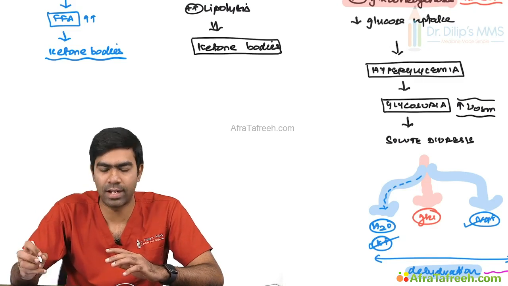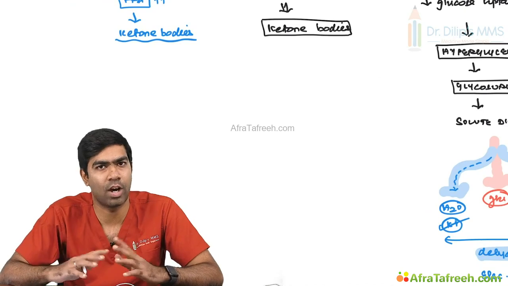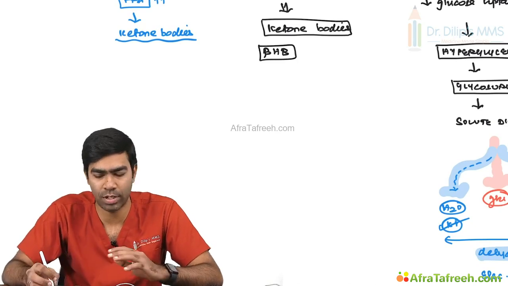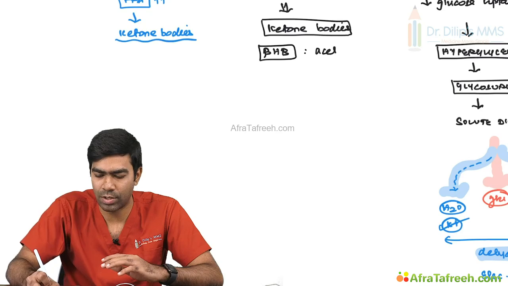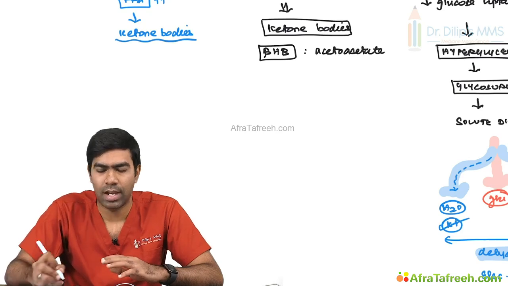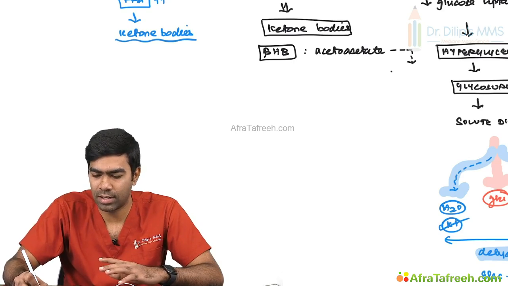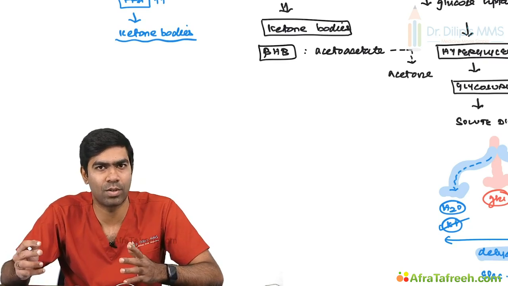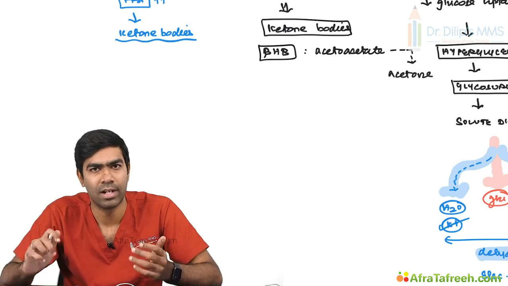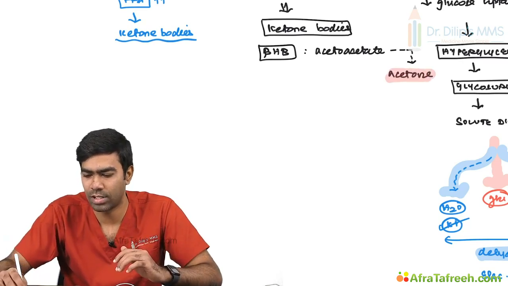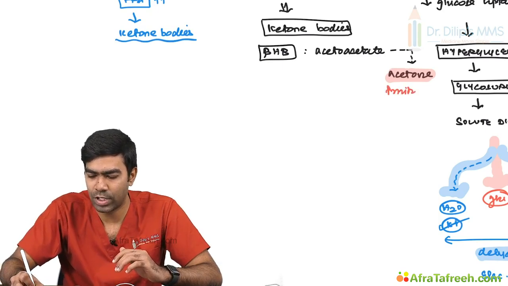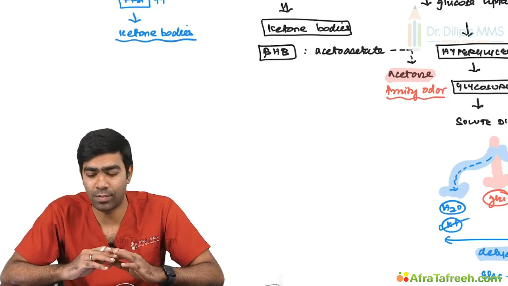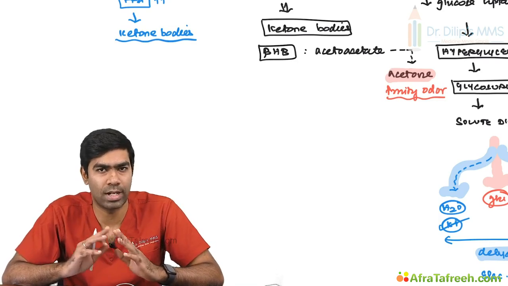And what are the ketone bodies that are generated in patients with DKA or any fasting or starvation state? The most important is beta hydroxybutyrate, which is the most important ketone body compared to acetoacetate. And acetoacetate can spontaneously get converted to acetone, and this increase in acetoacetate, beta hydroxybutyrate and acetone is one of the quintessential features of diabetic ketoacidosis. And this acetone is the one that gives the characteristic sweet smell or fruity odor in patients suffering from DKA.